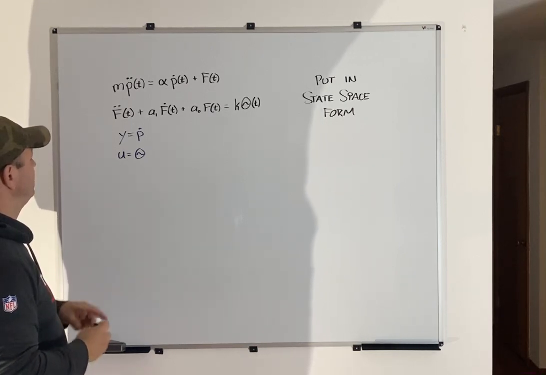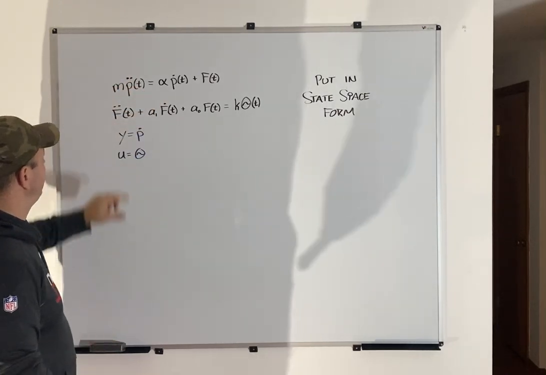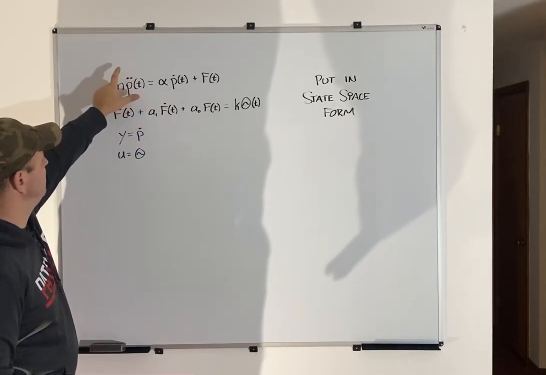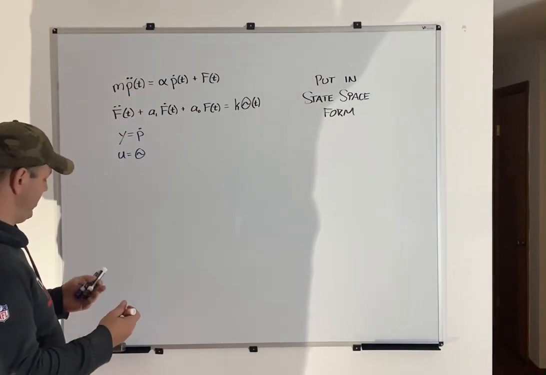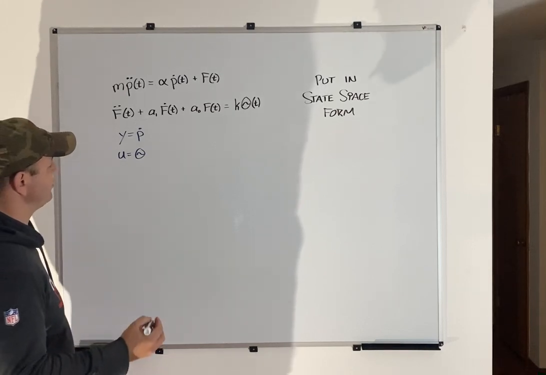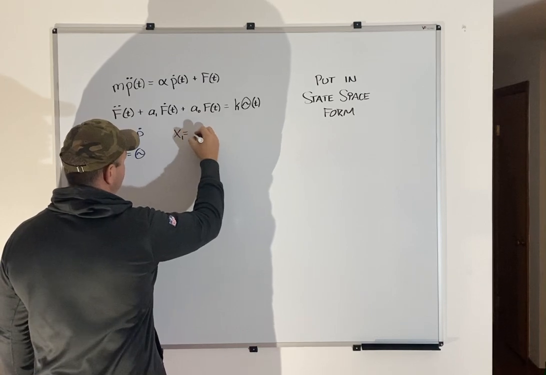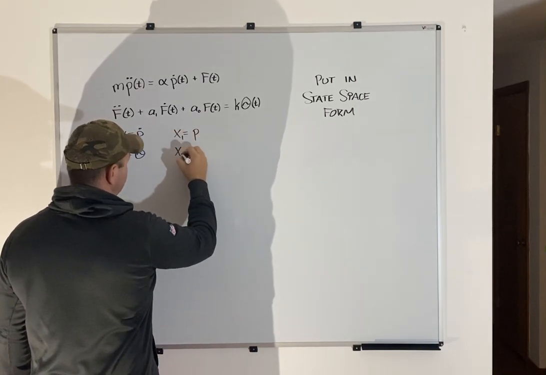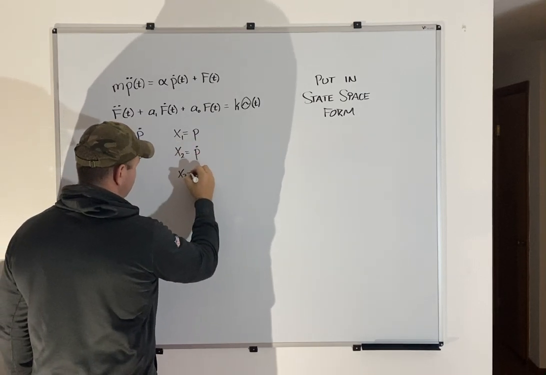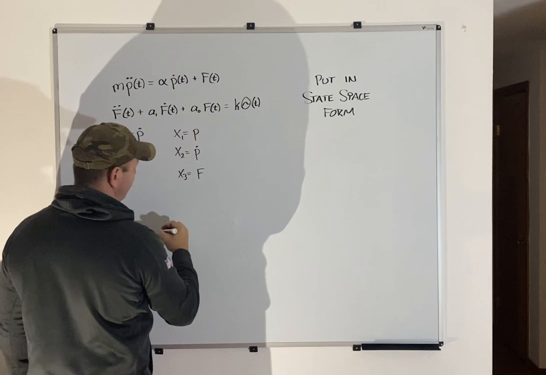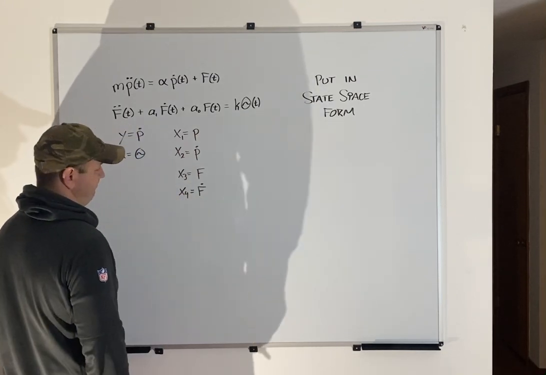We have two of them to work with. We have P, the position, and F, the friction. P has a maximum derivative order of 2. F has a maximum derivative order of 2. Therefore, we are going to have two state variables for each of them. Let's go for the P's first. X1 is equal to P, and X2 is going to be equal to P dot. X3 is going to be equal to F, and X4 is going to be equal to F dot.